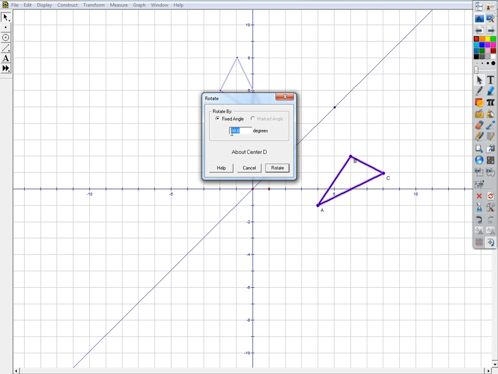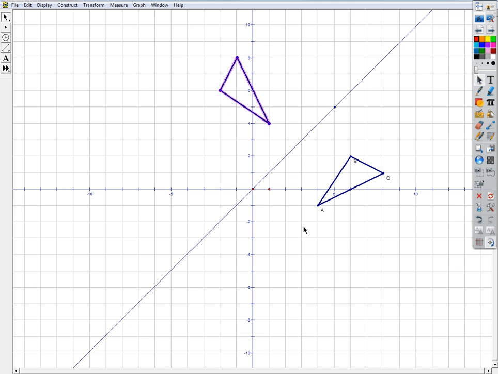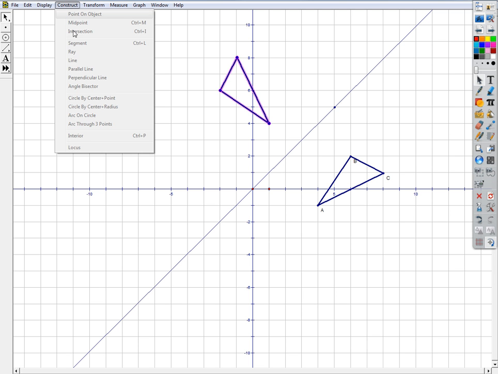So if I put in 90 degrees about the center, which is D, and I hit rotate, look what happens. So that means it's rotated 90 degrees. It went 90 degrees, exactly. So let's just verify that. Now, let's make this red so we can distinguish the two. So this guy, our new triangle, the image, right? We started with the blue pre-image, and we'll make the image red, just like they do in the book.